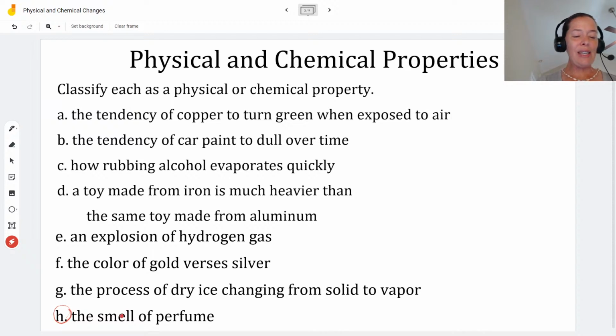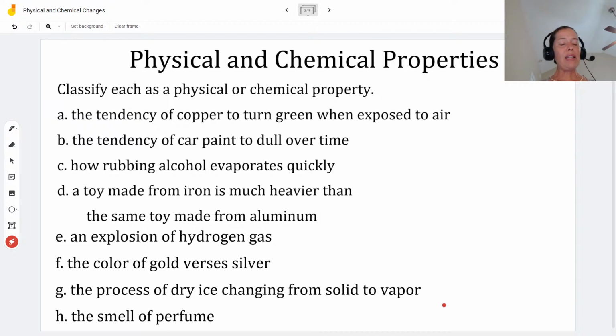And then finally, we have the smell of perfume. And that, again, I think when we talked about properties, we talked specifically about odor or smell. That doesn't change the molecule itself. It's just something that is inherent in the molecule. So that is going to be a physical property.